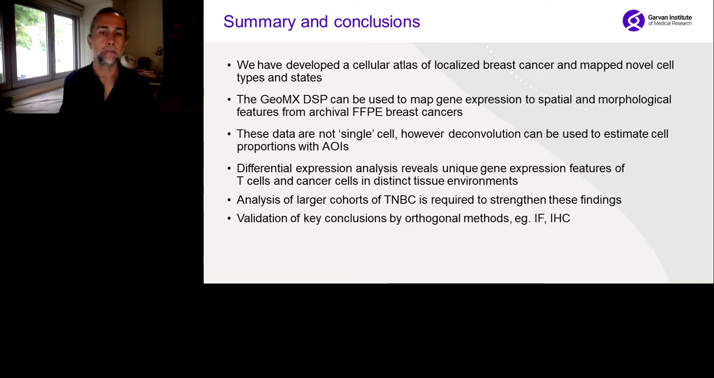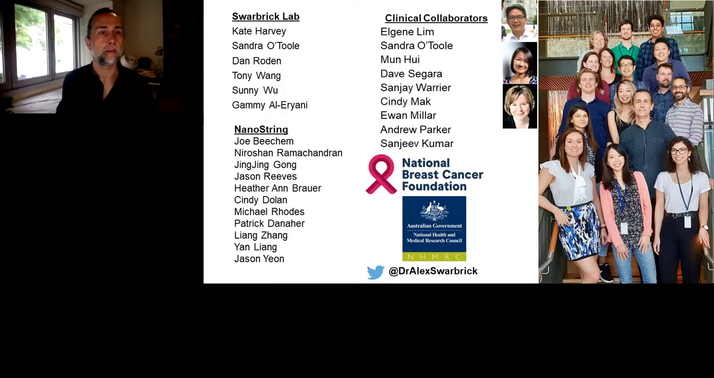And so methods like deconvolution methods can allow us to start to drill down into the details of the cell types residing within each of those areas of illumination. Using differential gene expression analysis, we've shown that some of these T-cell phenotypes that we see are divergent based on their location within a tumor. And of course, we need to conduct these studies in much larger cohorts of disease to strengthen these findings and then to validate them using other methodologies.